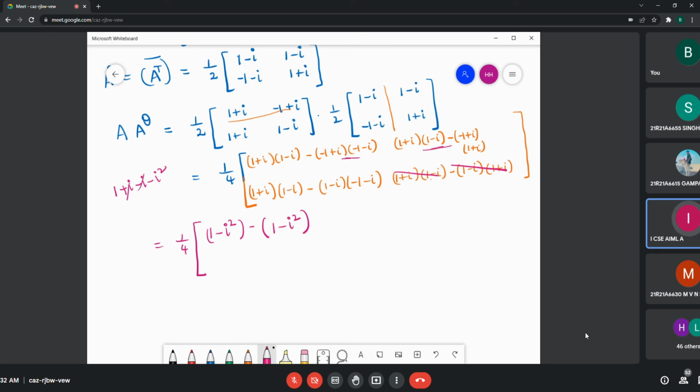So next value we have to find out. So this is 1 minus i square. The second value is a minus. So next product: minus 1 plus i into 1 plus i. This is minus 1 plus i plus i plus i square. So here the value I got is 1 minus 1 plus 2i plus i square. And next is also 1 minus i square.